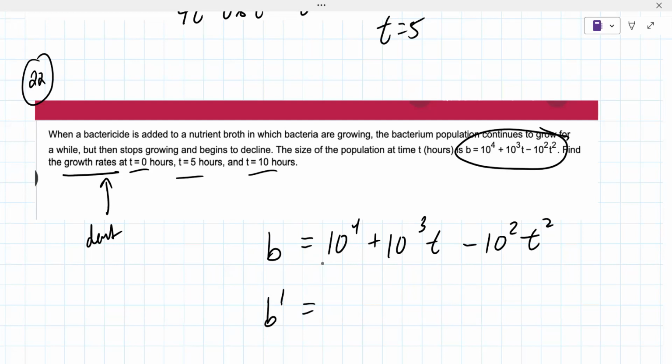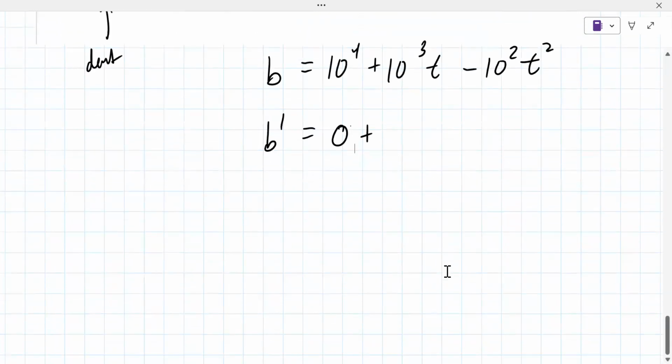I think I did it right. I got 10 to the fourth plus 10 cubed minus 10 squared times t, or 2t. Okay, so the derivative of the first one is 0. The derivative of 10 to the fourth is 0. What if this were just t? What would the derivative be? It would be 1.